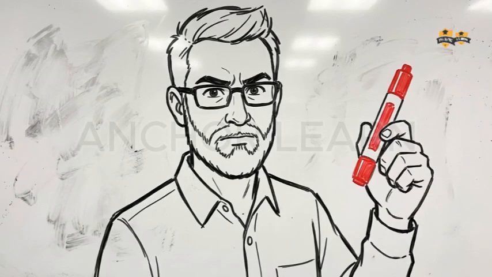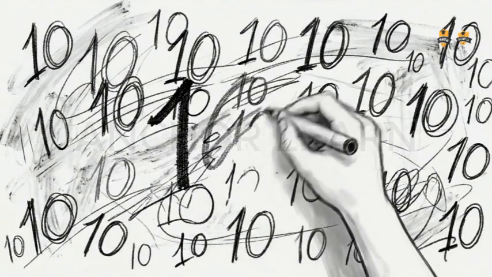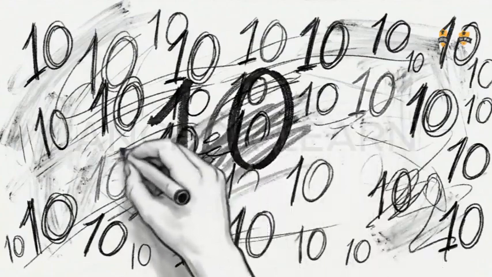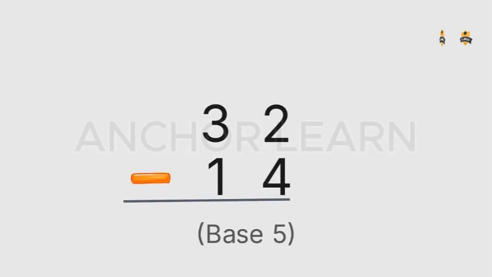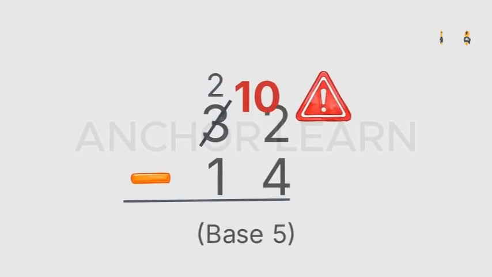Examiners know this. They aren't testing advanced calculus here. They are actively exploiting the 10 years of base 10 muscle memory you've built up since primary school. Look at this subtraction problem. When you run out of numbers in a column, your brain has a reflex. You automatically borrow 10 from the column to the left. In base 10, that is correct. In any other base, it is a fatal error.